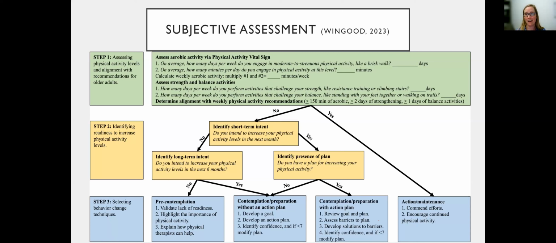But that's not often where we are starting. Often they are not quite meeting those recommendations. So then we say, do you have an intention to change any of that in the next month? So is there a short-term intent? Okay. Maybe they do, maybe they don't. If they don't, then we would go into more of that. Are you looking at maybe 6 months down the road? Do you intend to change? Maybe right now is not the best time.